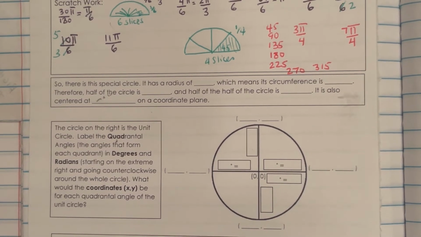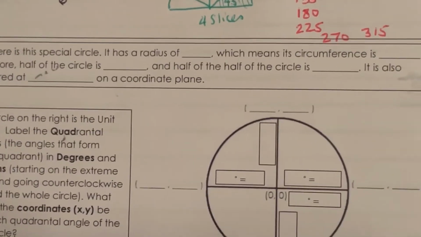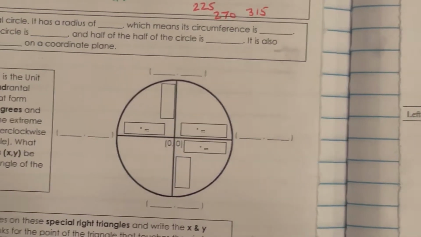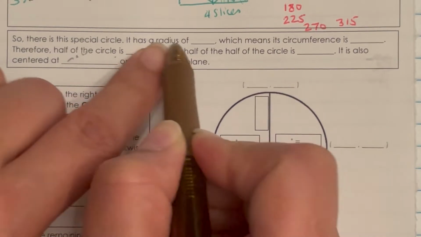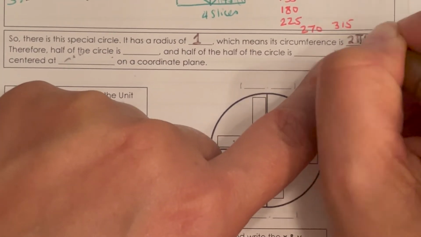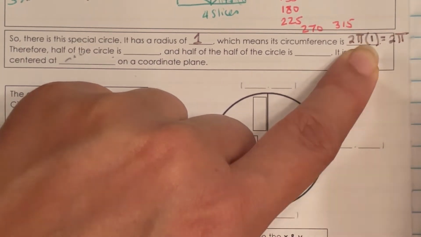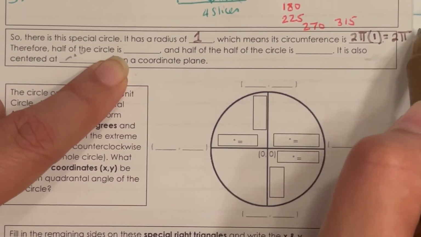All right, so now let's build a unit circle. So there is a special circle and it has a radius of 1. So this is where this word unit comes from. So it has a radius of 1, which means the circumference is 2 pi times the radius, which is 1, which is equal to 2 pi then. Because 1 times anything is the same thing.